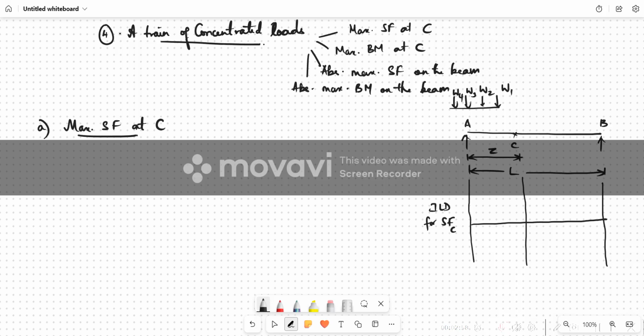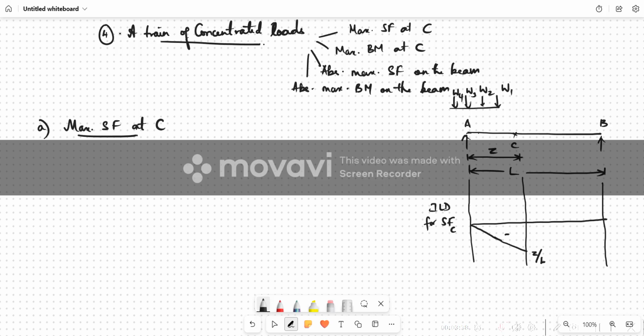We are starting with W1. As soon as W1 enters the span, in the sense it has started at A and then crossed A, as usual there is a negative shear force happening, which goes on increasing as the loads move on. That is what we have been learning in the past derivations. So that develops a maximum negative shear force with the maximum ordinate of Z by L. All that is fine. Now, some more loads may enter the span. First only W1 has entered, so that is actually the case of a single concentrated load.